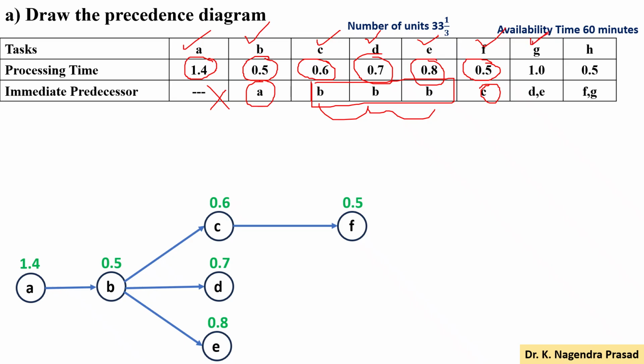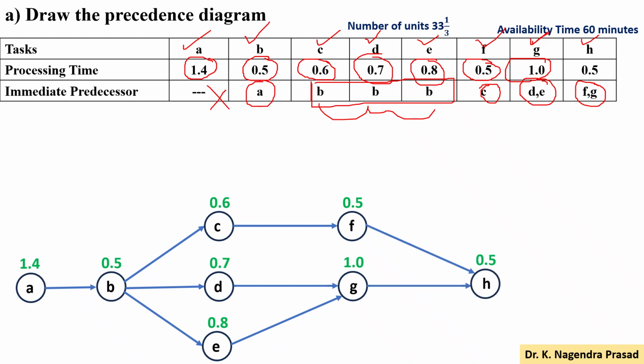Next is task G. The predecessor tasks of G are D and E. After completion of D and E, task G starts and its processing time is 1.0. Next is task H. H starts after completion of F and G, and its processing time is 0.5. So this is the precedence diagram for the given data.